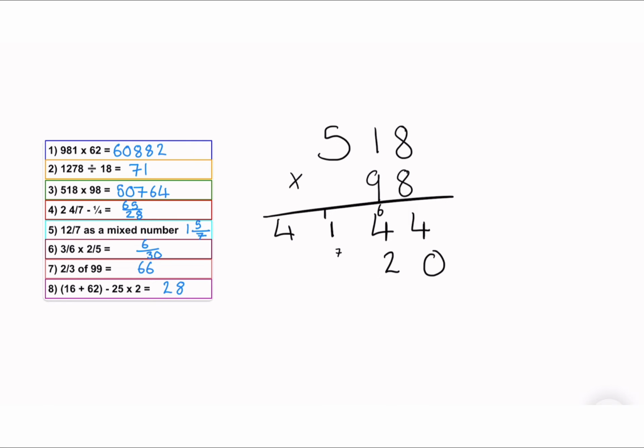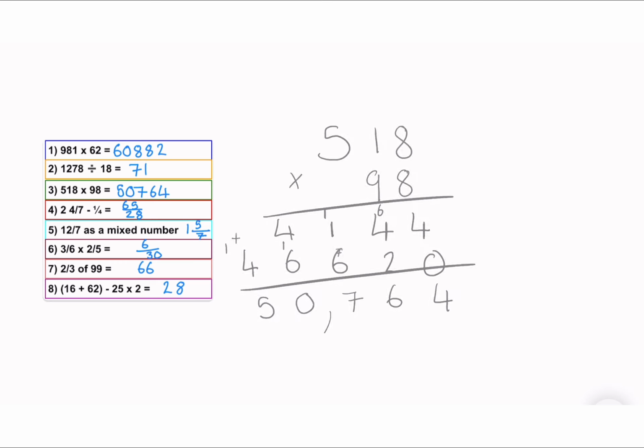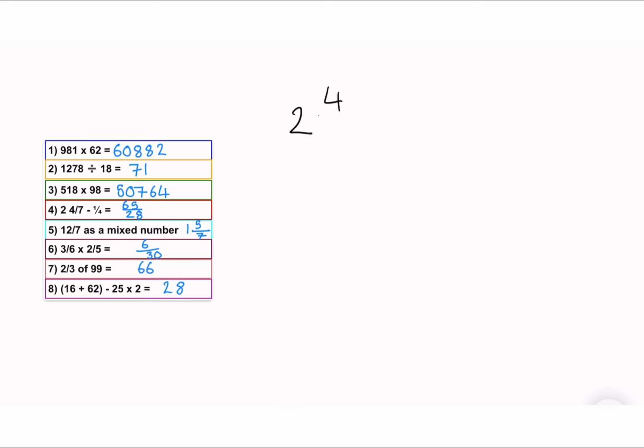9 times 1 is 9, plus our 7 is 16. 6, carry our 1 over. 9 times 5 is 45, plus our 1 is 46. So we'll write them there. Now add them together. 4 plus 0 is 4. 4 plus 2 is 6. 6 plus 1 is 7. 4 plus 6 is 10. 0, carry it over. 4 plus 1 is 5. So our answer is 50,764.